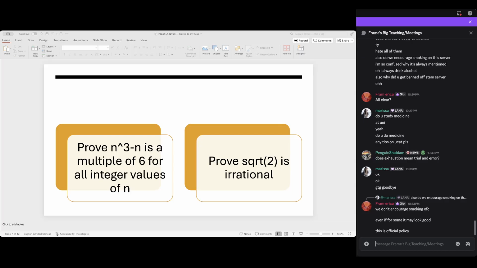For the first one, what I did was break it down, and I got n minus 1 times n plus 1 times n, but then I didn't know what to do next.